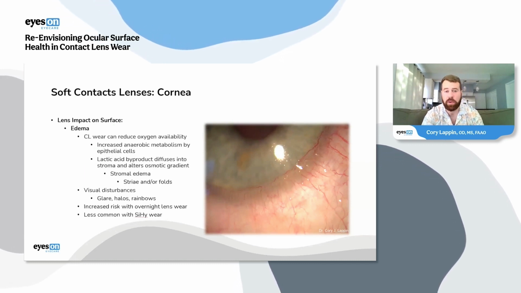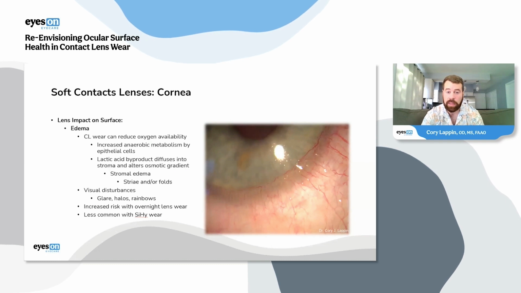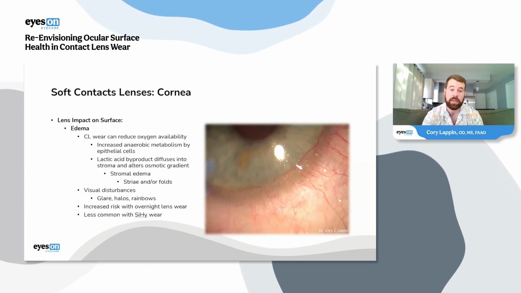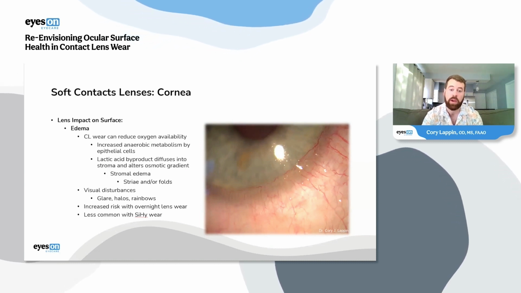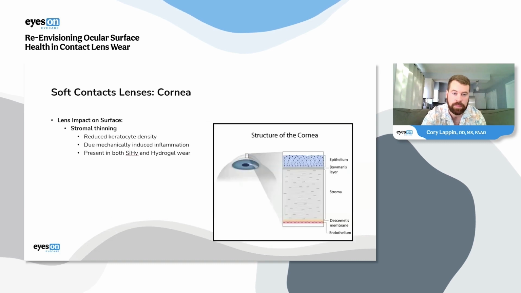Corneal edema is another condition that we rarely see now, similar to hypoxia. And again, it's really not something we're majorly concerned about unless a patient is going to sleep in their lenses. If they do develop corneal edema, what you might see on exam is some striae or stromal folds, and the patient's going to report things like increased glare, halos, or rainbows in their vision.